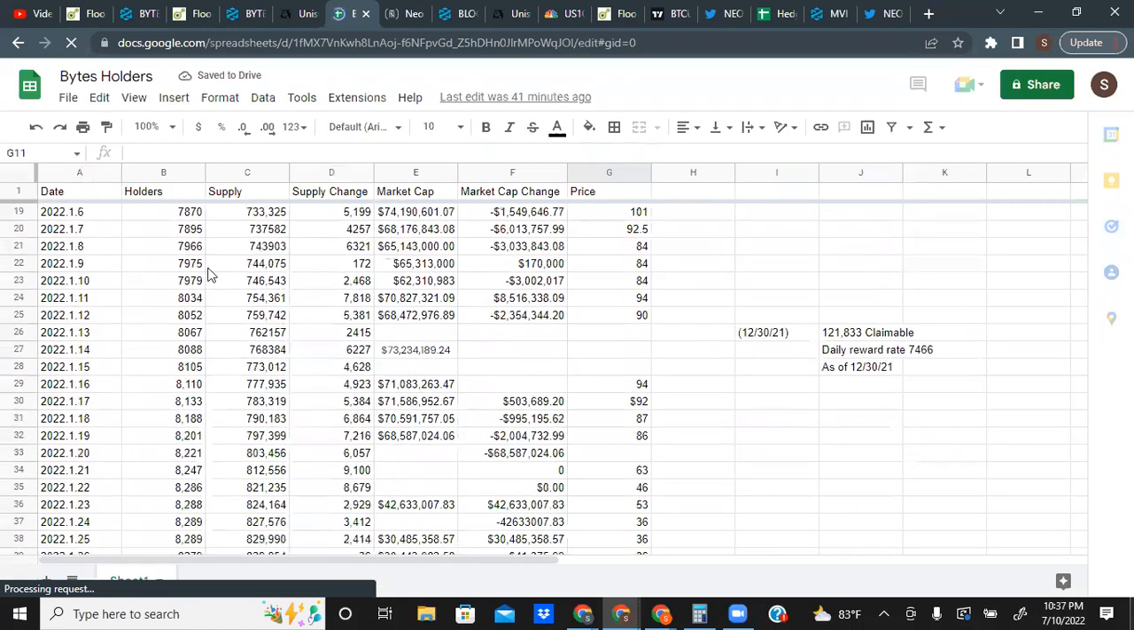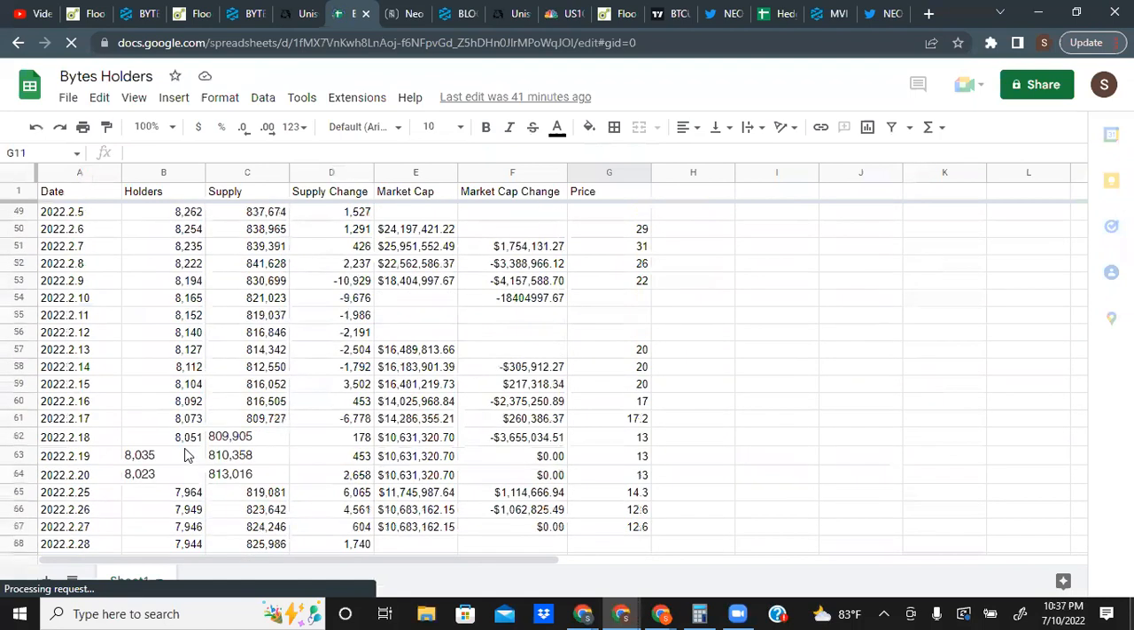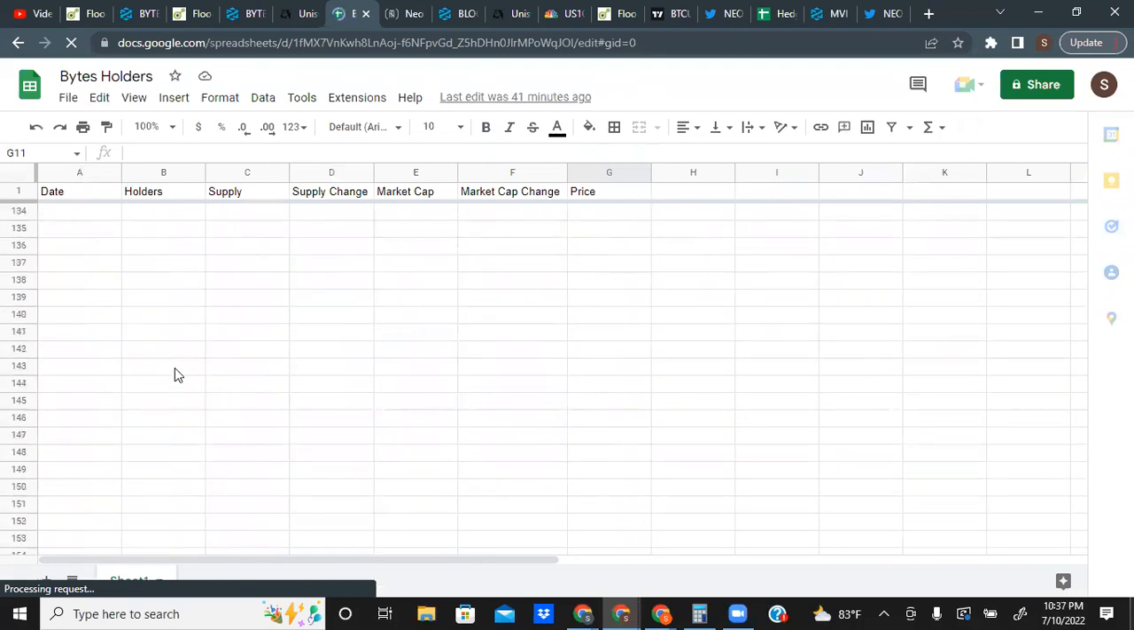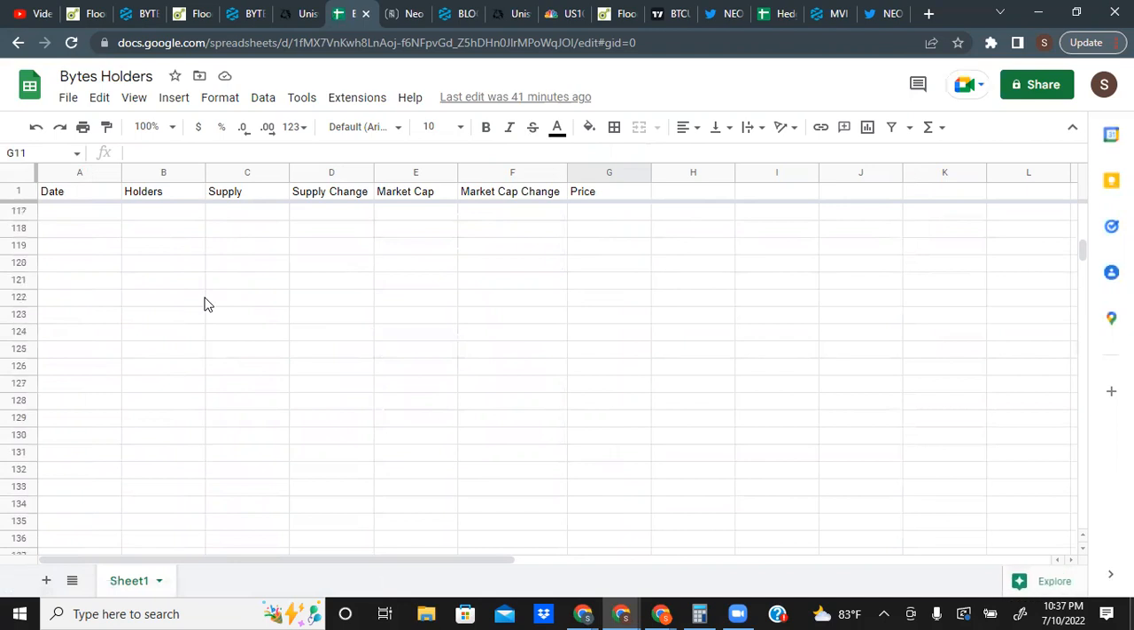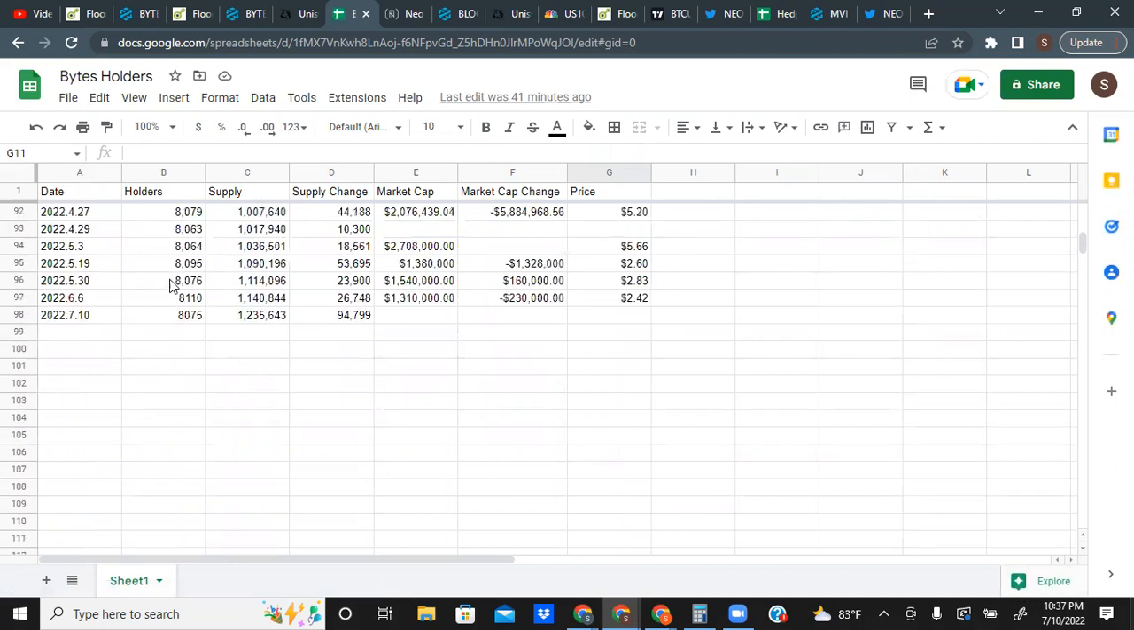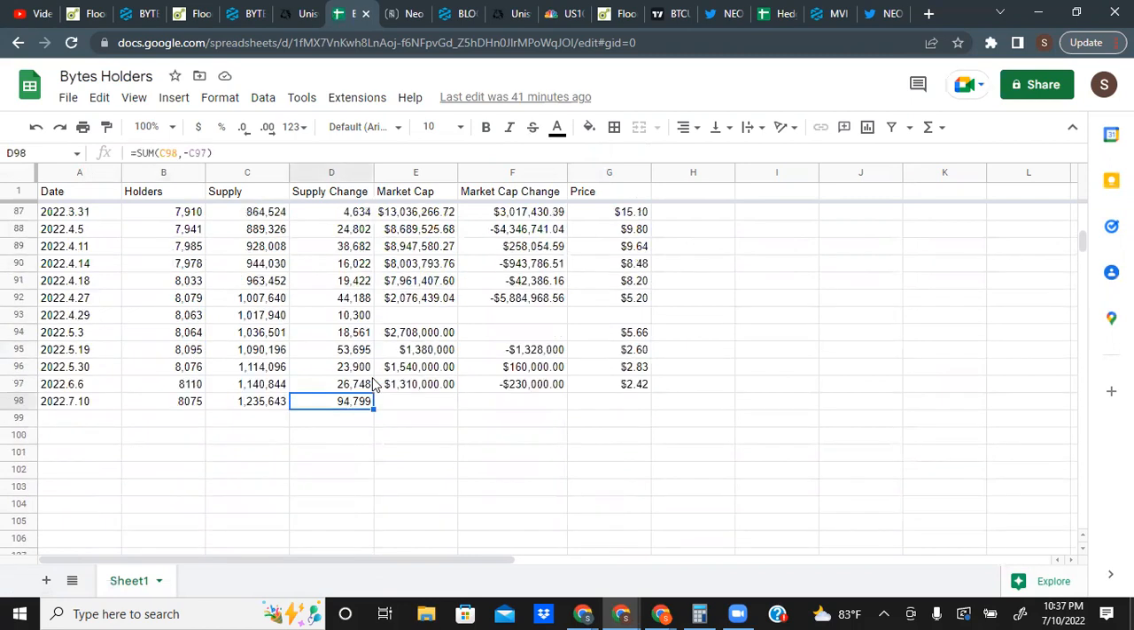But I do remember that the holders was about this, a little bit lower actually. Okay, so 8,075, so down a bit on the holders, and the supply is up a little bit less than 10% here, and market cap all the way up to 2.8 million last I checked. So pretty interesting how that's playing out.